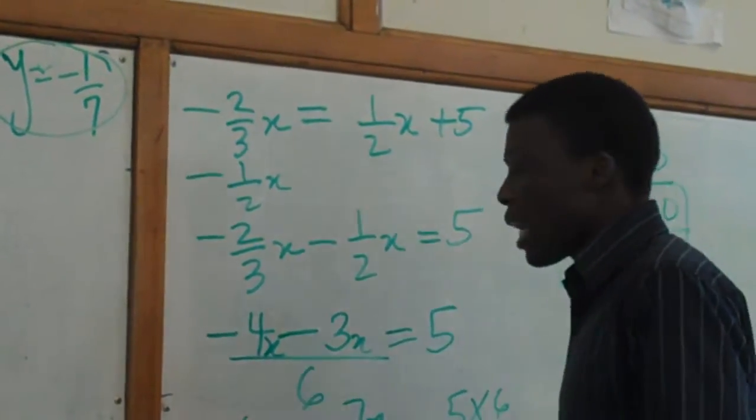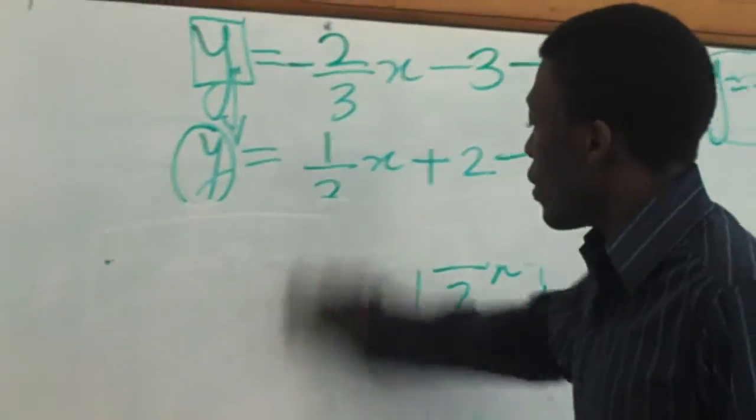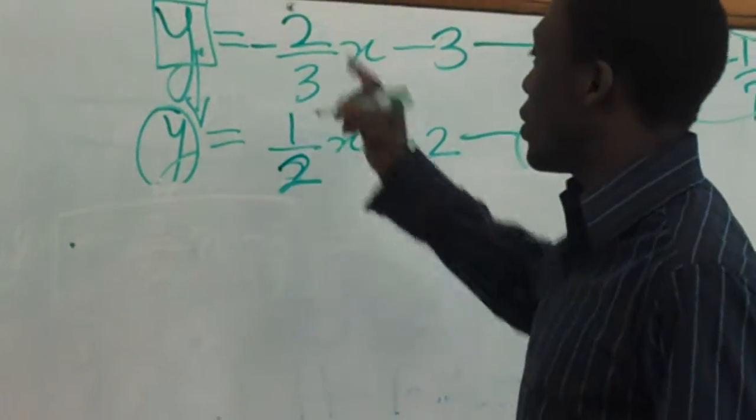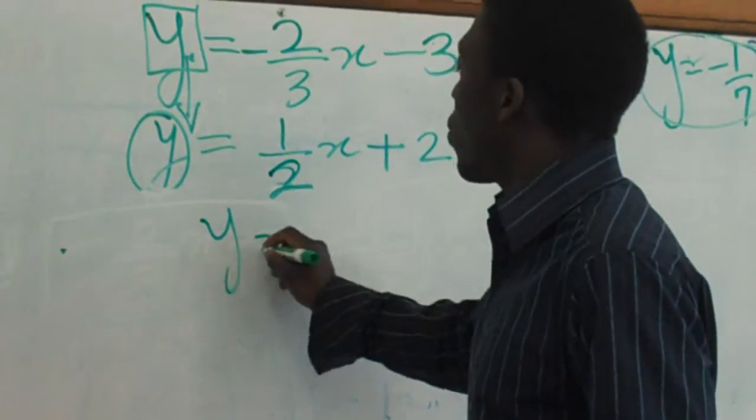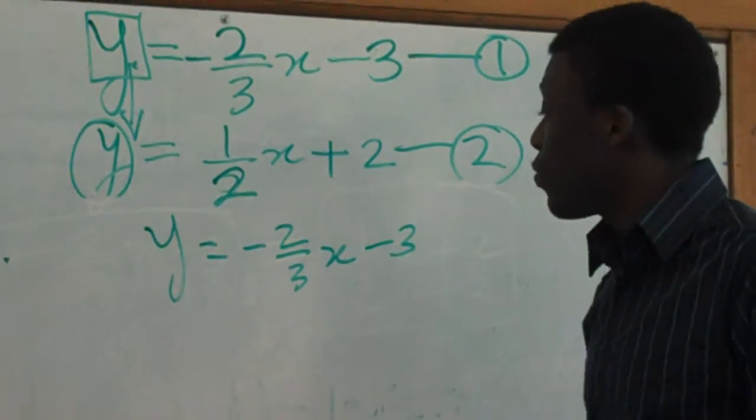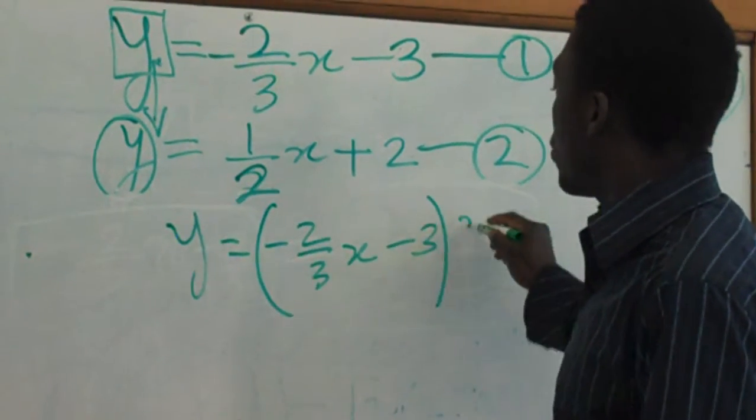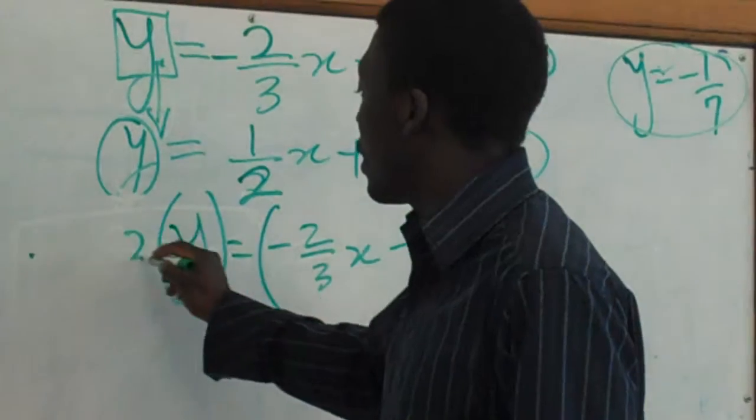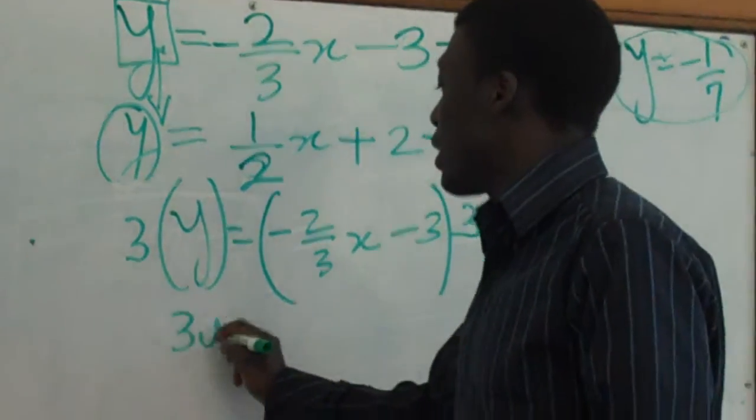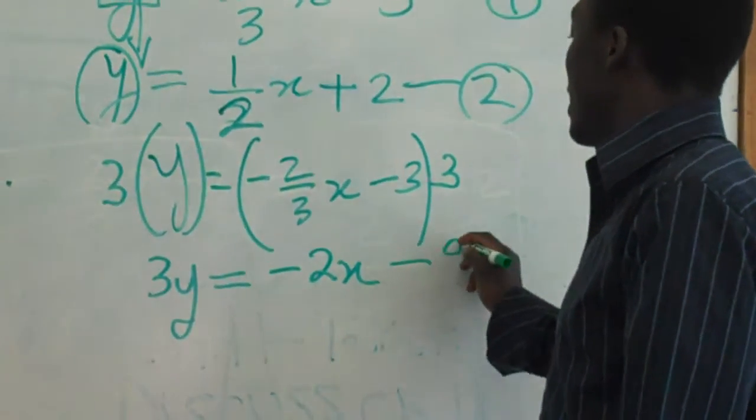The second method, all I want to do differently is I'm going to come back here and clean this off. All we do at this point is make x the subject of the formula in the first equation. So y is equal to minus 2 over 3x minus 3, and we're trying to make x the subject of the formula. One of the places we can start is to multiply everything here by 3, so that we can get rid of the 3 on the bottom there. So we get 3y is equal to minus 2x minus 9.